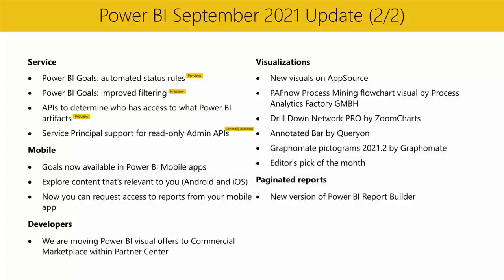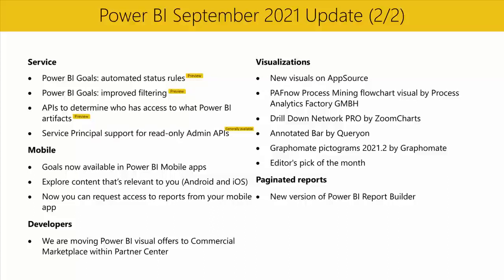Scorecard authors will be able to set up rules that automate statuses based on the value, percentage of target met, date conditions, or a combination of the three. Once those rules are set, authors can assign their priority by simply dragging them into place.